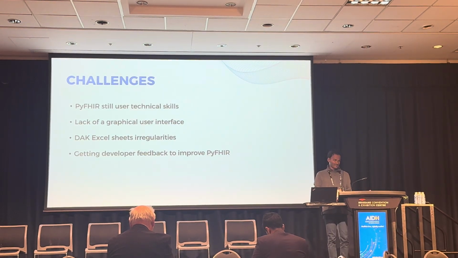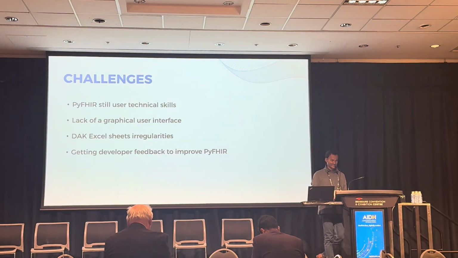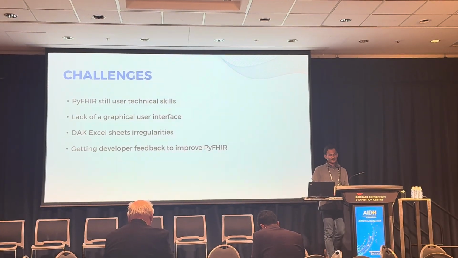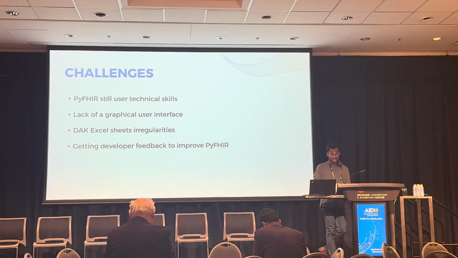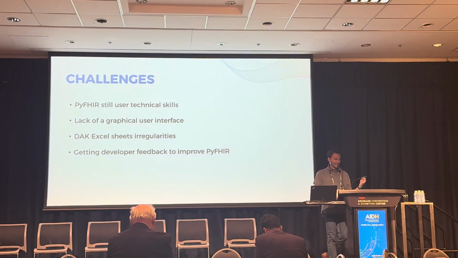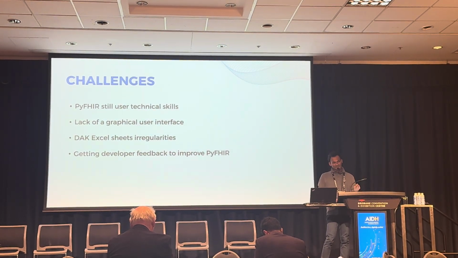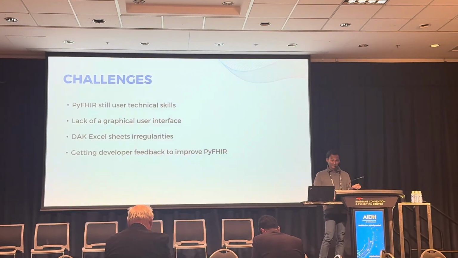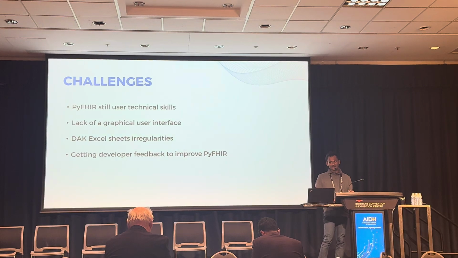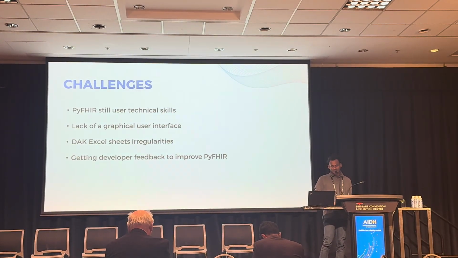And also we found that even though the digital adaptation kit and these massive Excel files are pretty standardized, there are some irregularities between these Excel files. For example, there may be an additional column or a merged row. So even though we wish we could fully automate it 100%, some manual intervention was needed to standardize the Excel files so they can be used by PyFHIR.